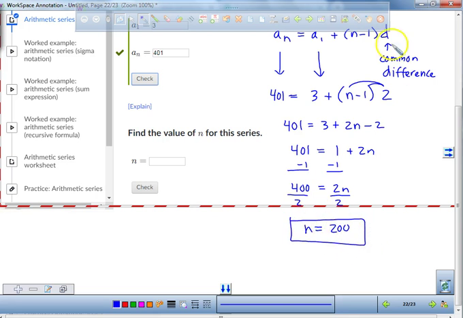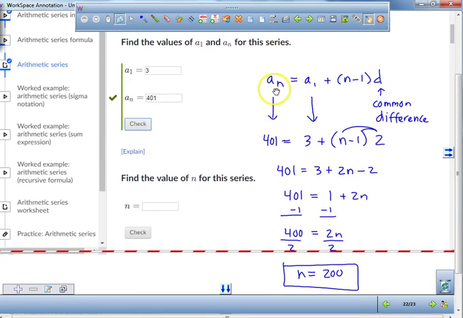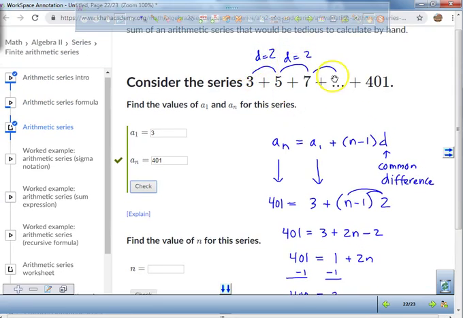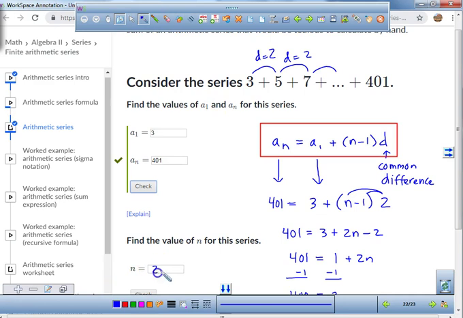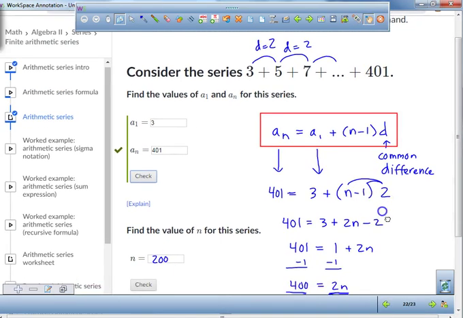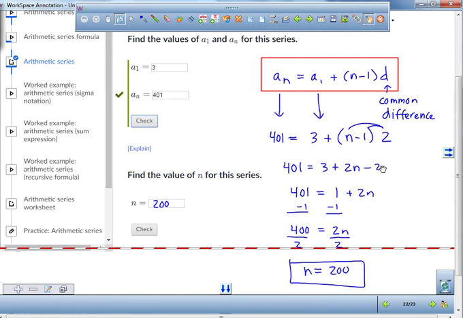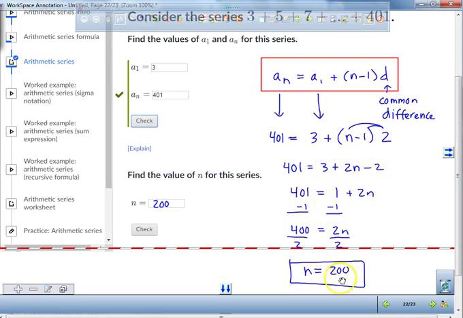200 total numbers. So what did I do once more? We know what our AN is. It's 401. We know what our first term is. How did I find the common difference, that D value? I figured out, was it going up or was it going down? What formula do you need in your journal? You need that formula. All right, so what was our N value this time? It was 200, okay? So after we distributed the 2, we combined 3 minus 2 to get 1, subtract 1 from both sides, divide both sides by 2 to get N.